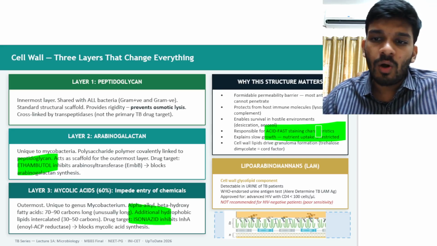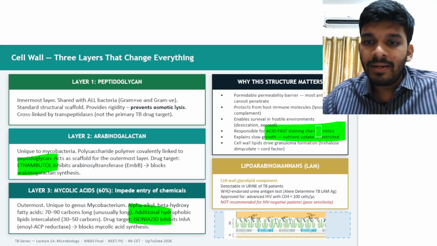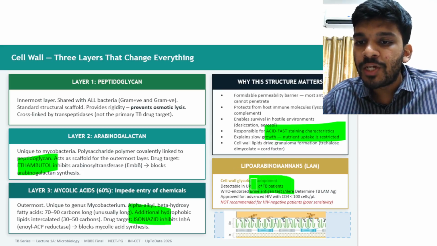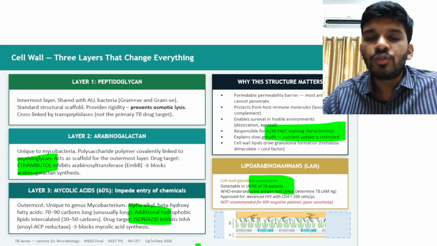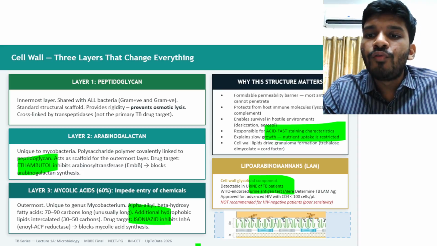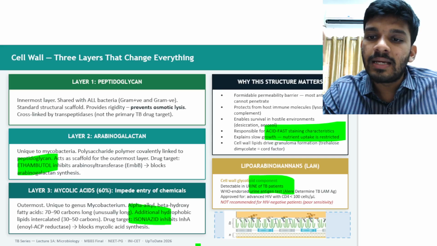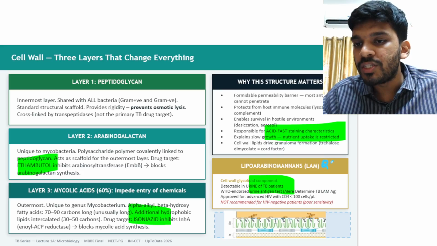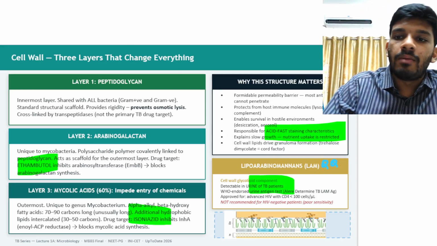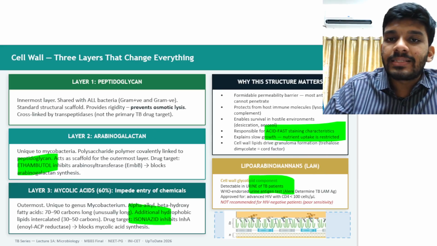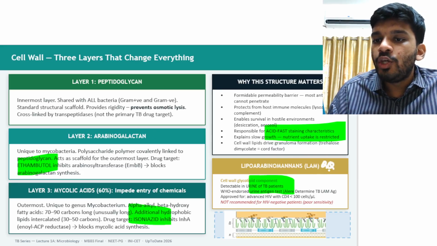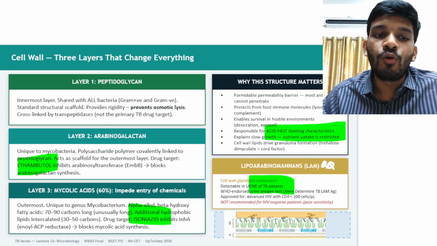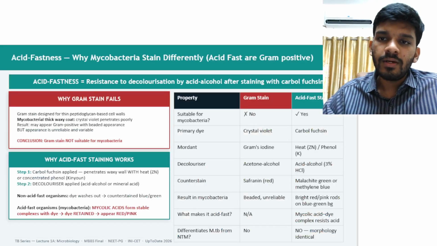And the final thing that we talked about is lipoarabinomannans. They are a component of this glycolipid, and in the urine of tuberculosis patients, they can be detected, right? So there is an antigen test that is approved for advanced HIV with CD4 counts less than 100, and it does not have good sensitivity in HIV negative patients. This is a question that has been asked previously. So you should remember about the urine LAM test that is useful in urine for detecting TB in patients with advanced HIV, that is those who have a CD4 count less than 100, right?